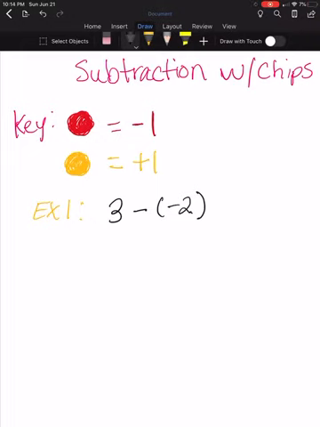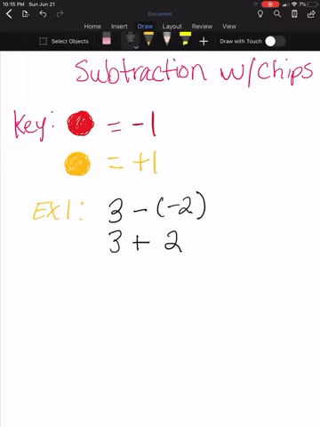First thing, I don't really like subtraction when we do integers with chips. I always like to change it to positive. So to change it to positive, we're gonna do a thing called keep, change, change. Or a lot of people say keep, flip, change. So we're gonna keep the first number, 3, change the subtraction to addition, plus, and change the -2 to a +2. Right? And then you can go from there.